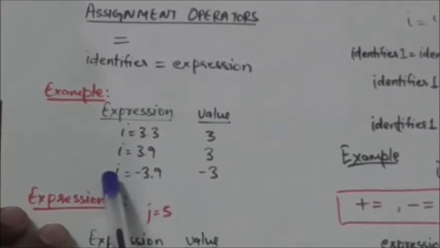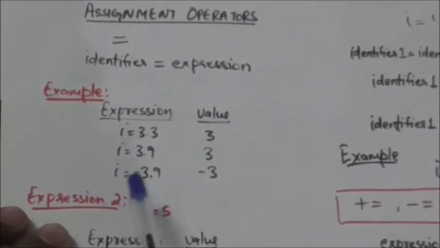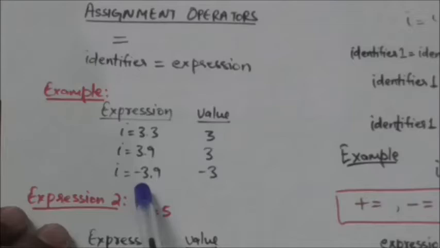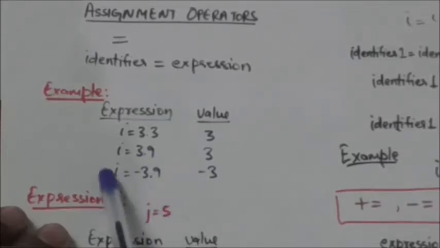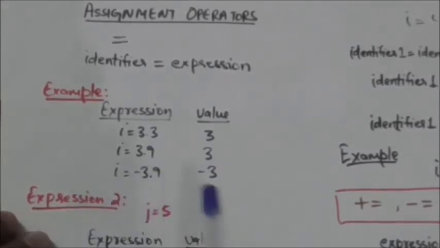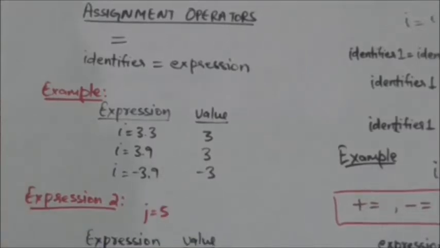Now see here, I is the integer variable, and on the right hand side we have the value minus 3.9, which is a floating point value. So this floating point value will be converted to integer and 0.9 will be removed. So minus 3 will be assigned to this variable I.